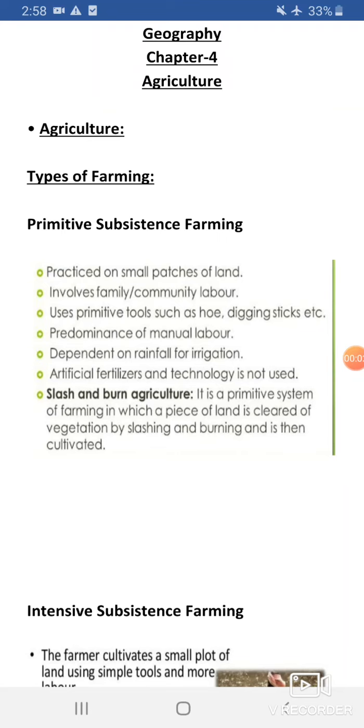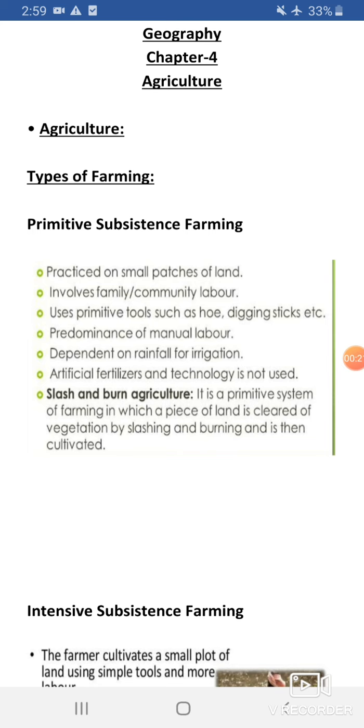Today we are starting with a new chapter of geography, that is agriculture. So what does agriculture mean? It is the science and art of cultivating soil and raising crops.